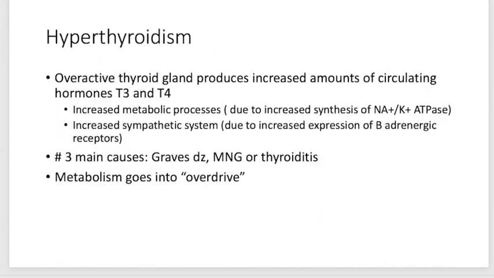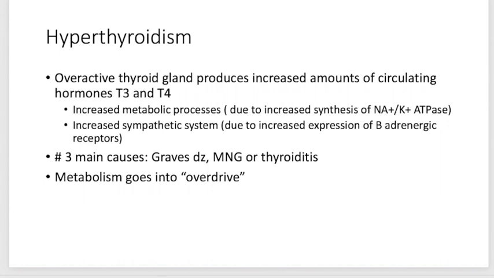So the two main things that happen with the thyroid is we have either hyperthyroidism or hypothyroidism. Now, that does not give you etiology. So we have the condition, which is hyperthyroidism, and then you need to figure out what the etiology is.